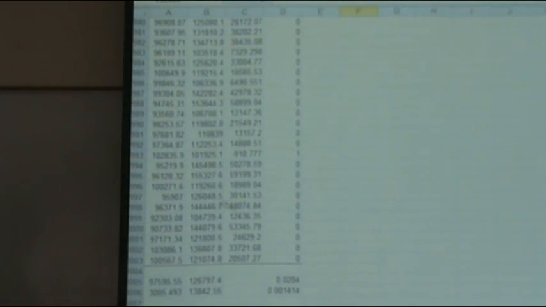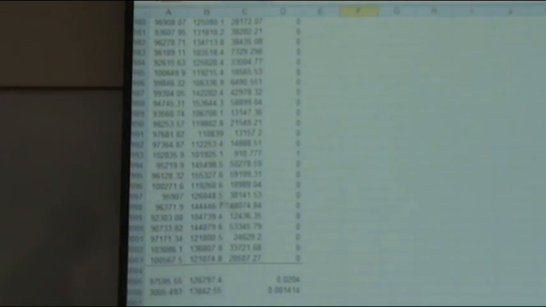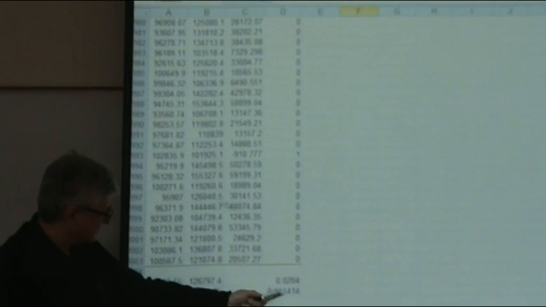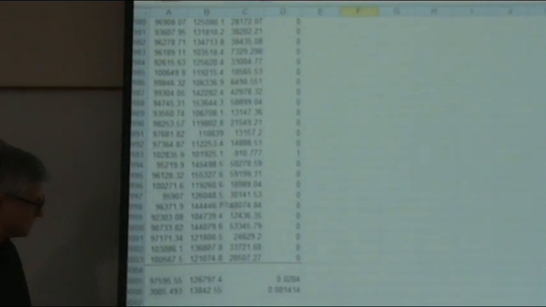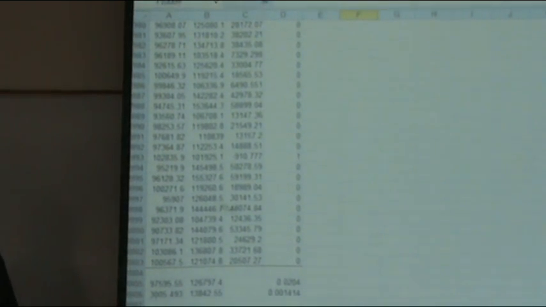So if you do 10,000, you find that the estimator of the probability of failure is 2%. The standard deviation is 1/10 of 2%. So the standard deviation is about 5% of the estimator. That's pretty good, right?